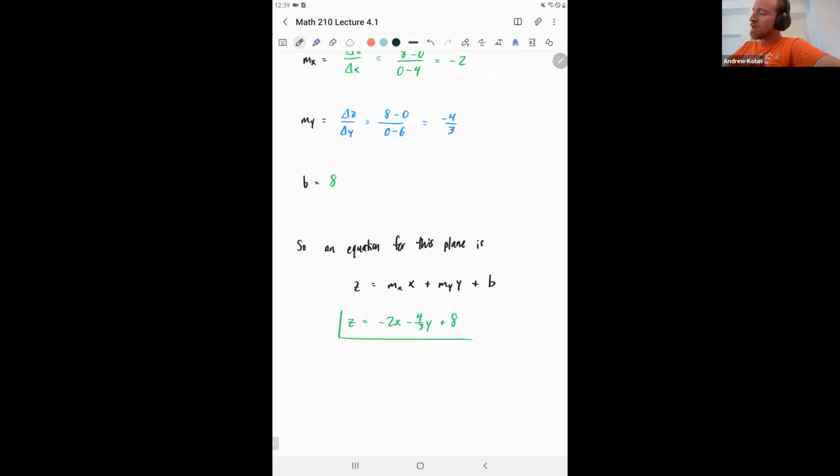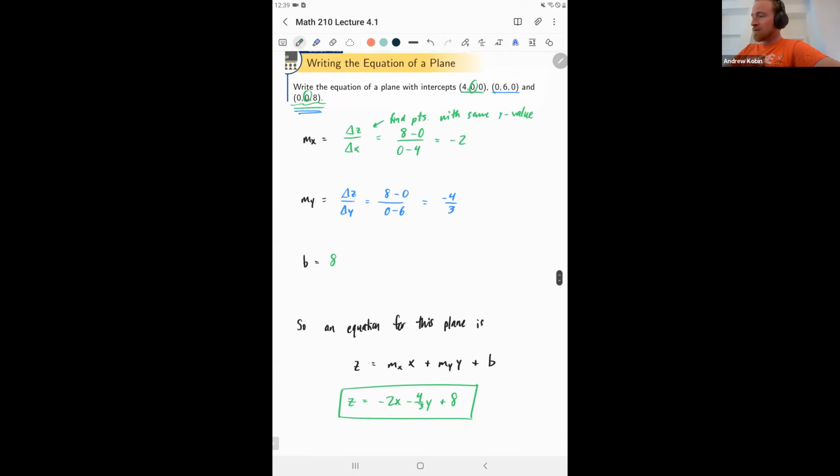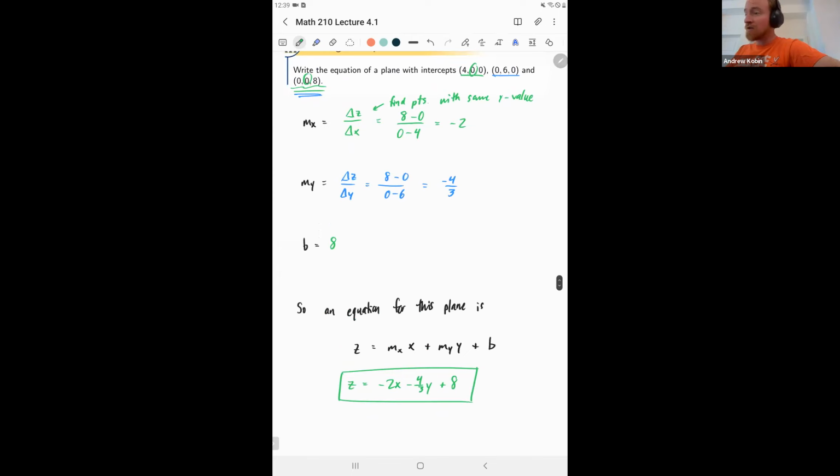And you can check a few things with this. These 3 points, I'll show you those points again, all satisfy this equation. And that was what we wanted at the start of the day. Write an equation for the plane with these 3 points. And actually, these are the 3 intercepts along all 3 of the axes. So this is even better. And you can check that plugging in 2 of the values equal to 0 and solving for the third value will give you each of those 3 intercepts, 4, 6, and 8.